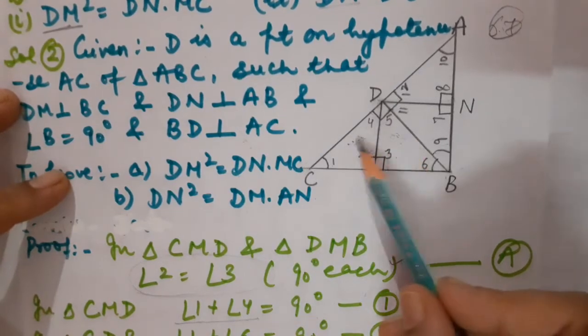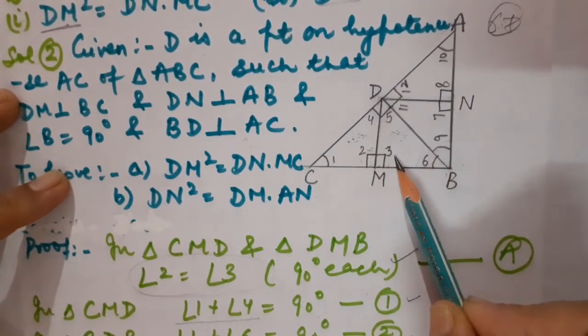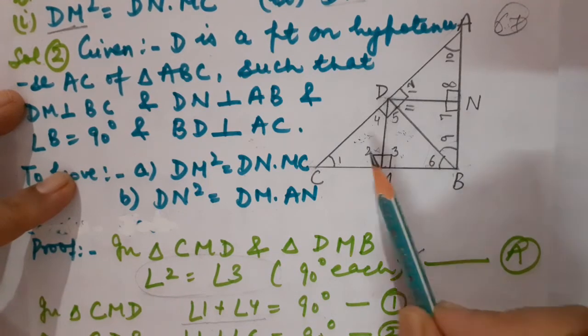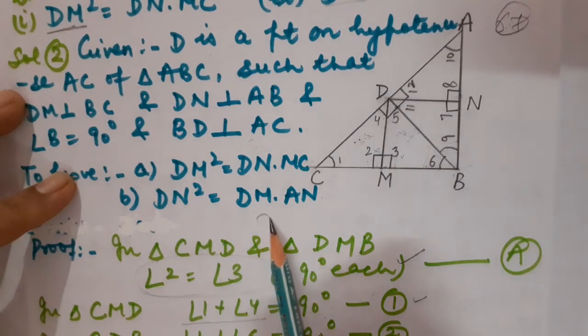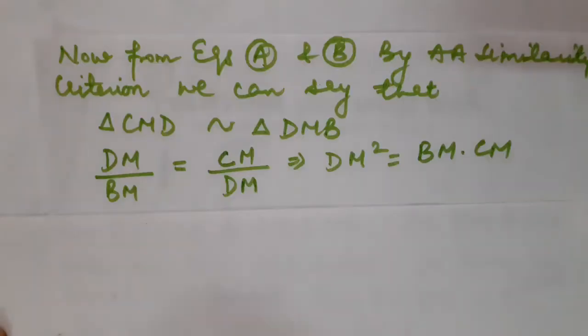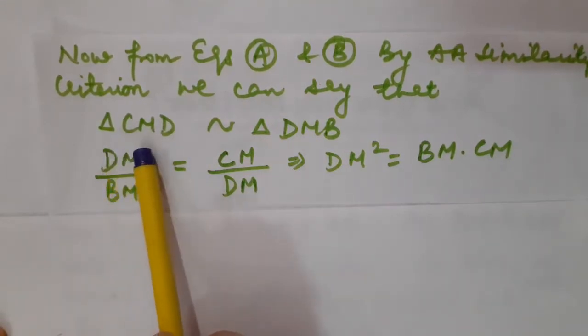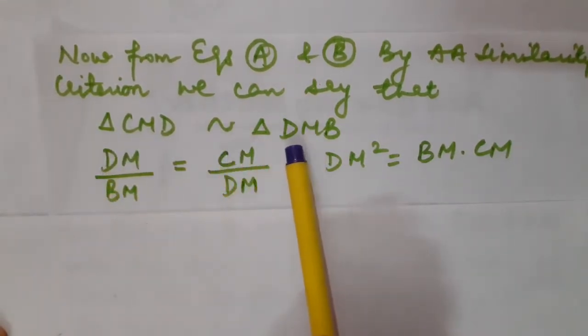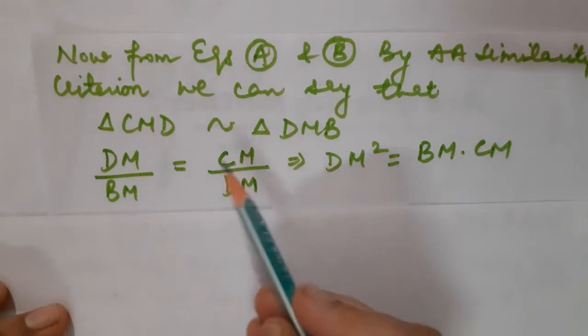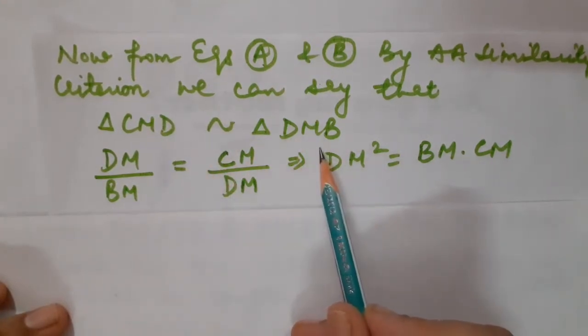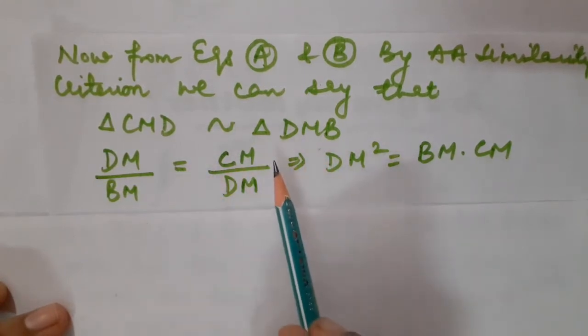Just look at these two triangles. Angle 2 is equal to angle 3. Fine. And angle 4 is equal to angle 6. So by AA similarity criteria, can I say that triangle CMD is similar to triangle DMB? Of course. So now children, by AA similarity criteria, what can I say? That triangle CMD is similar to triangle DMB. Correct? So if both the triangles are similar to each other, then can I say that the corresponding sides must be in the same ratio? Of course.